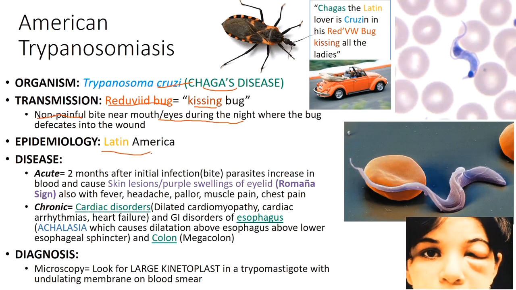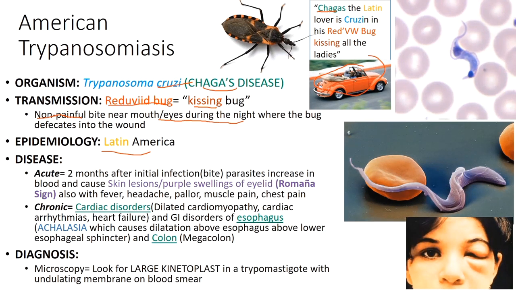So epidemiologically, you're going to find it in Latin America. And I want to make a shout out for this mnemonic. This came from Ruthie Tam, my friend in term 5. And I love this mnemonic. It actually helps a lot for questions that come up. So this is Chagas, the Latin lover, cruising in his red VW bug, kissing all the ladies. So here he is down here.